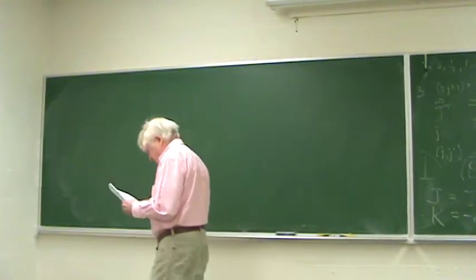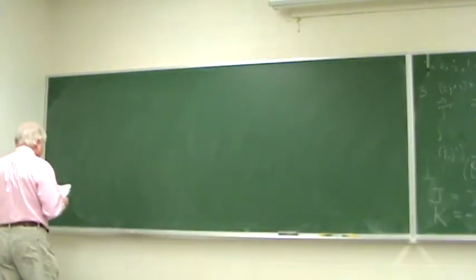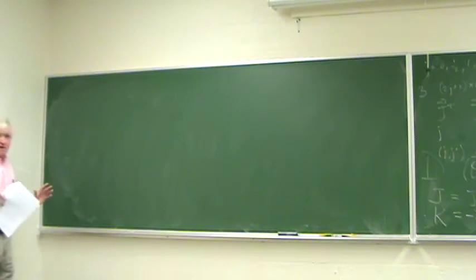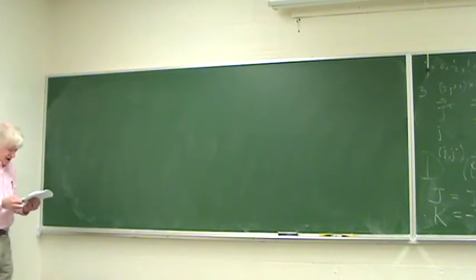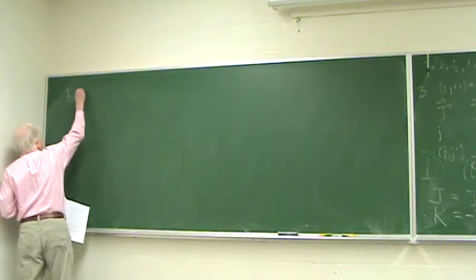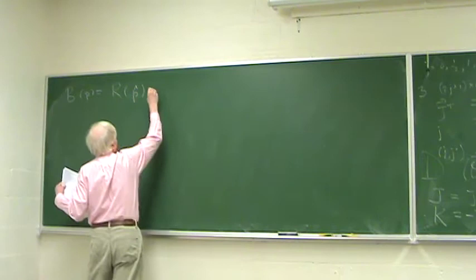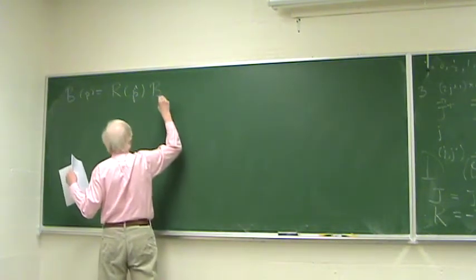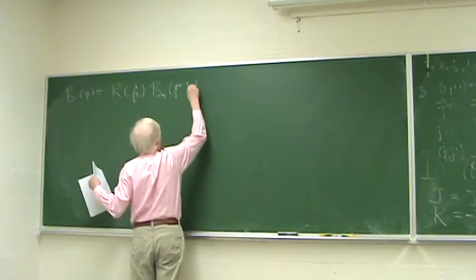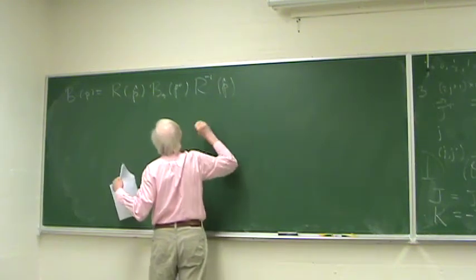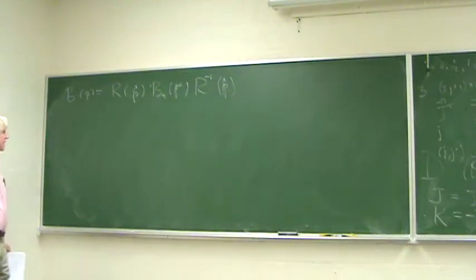So what is the standard boost? What is the matrix L? Let's now go back to the Lorentz group, the 4x4 matrices that we're representing over there as 2x2 matrices. What is the standard boost? The standard boost is B(p). And this is going to be R of p hat, B3 of p0, and R inverse of p hat. And this is a 3.